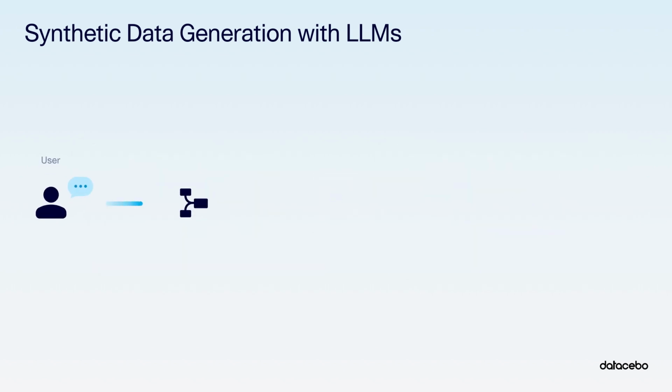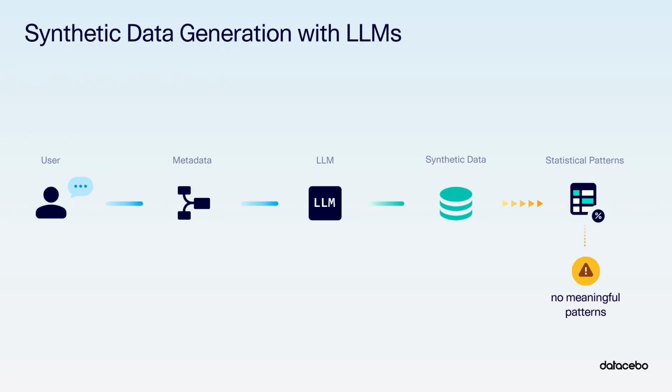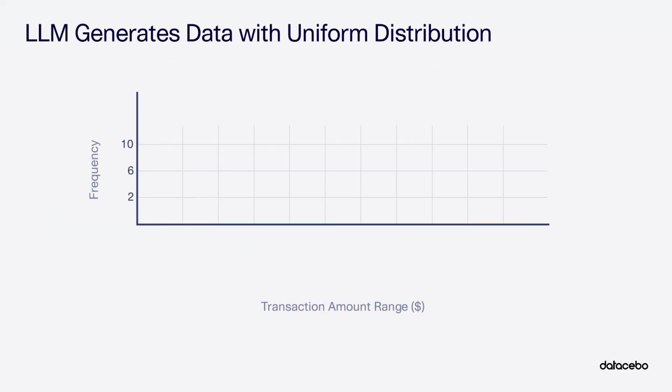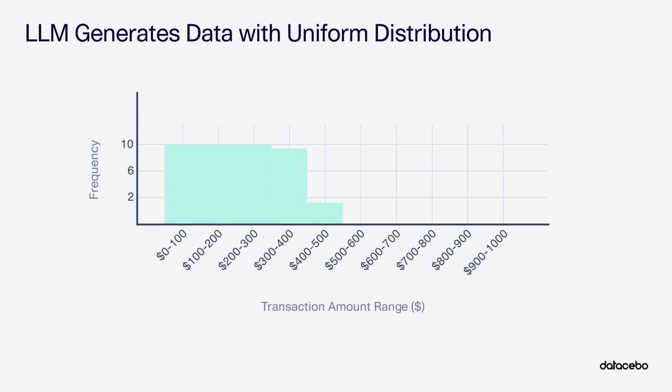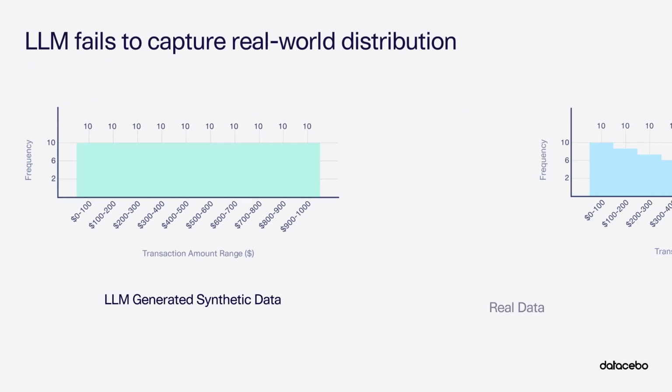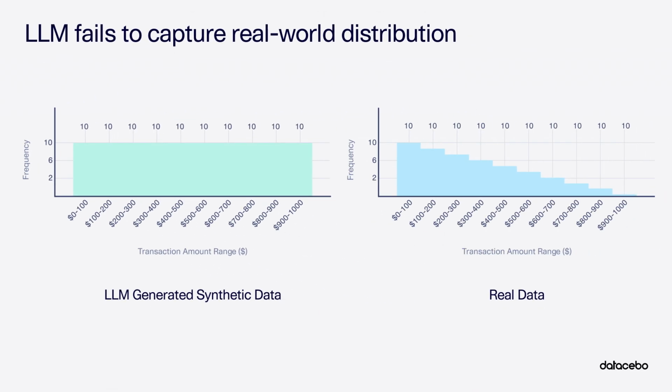As a first step, you would typically create metadata or use an existing data description file and provide it to the LLM, asking it to create data. In response, the LLM will produce synthetic data, but much of it often lacks any meaningful statistical patterns. For example, if there is a column for transaction amounts and you specify a range between $0 and $1,000, the LLM might generate values uniformly across the range. So if you ask for 100 synthetic transactions, it could produce 10 values between $0 and $100, 10 values between $100 and $200, and so on, without capturing the real-world distribution of the transaction amounts.